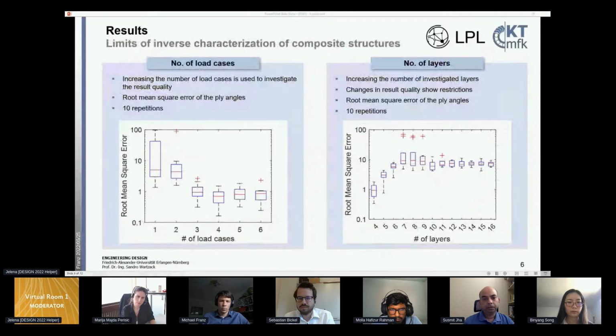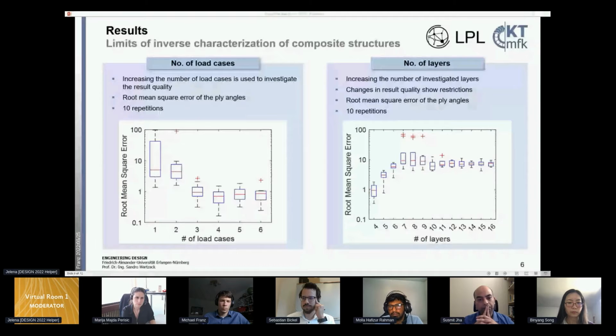In order to investigate the limits of the inverse characterization, we performed two parameter studies. First, we raised the number of load cases which are used to calculate the results. Therefore, more measured strain data are available and the result is more likely to improve. 10 repetitions have been performed and the root mean square error of the inversely characterized ply angles to the true angles is calculated. The diagram shows a reduction of the error till 3 to 4 loads and then converges.